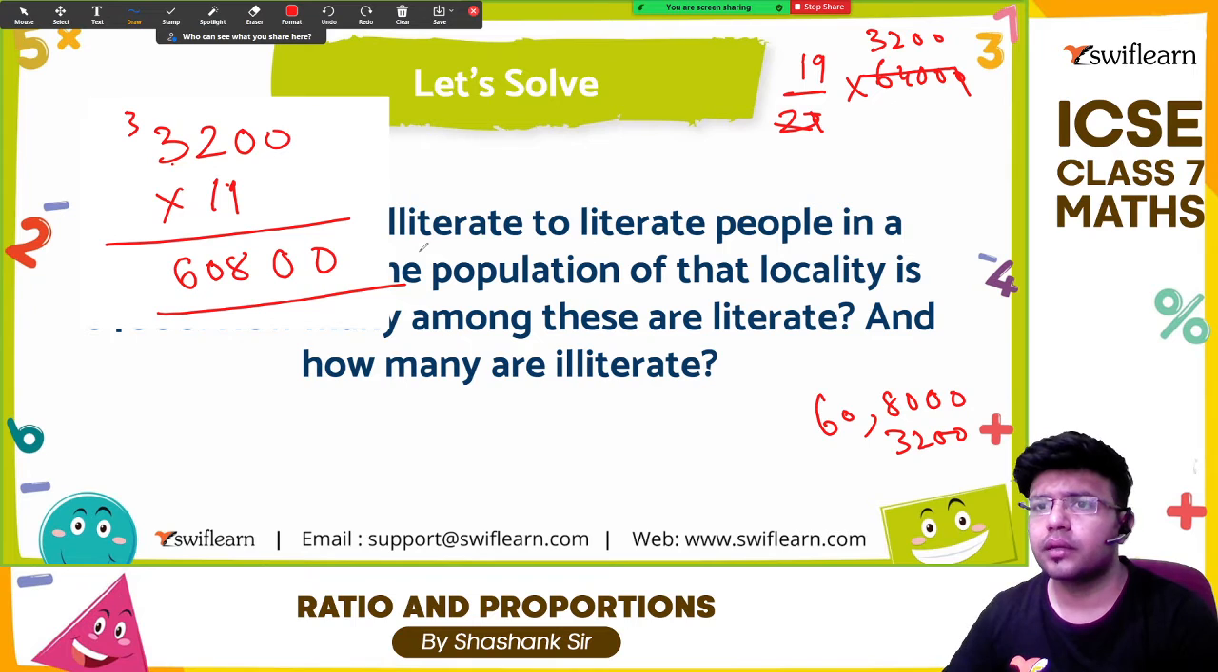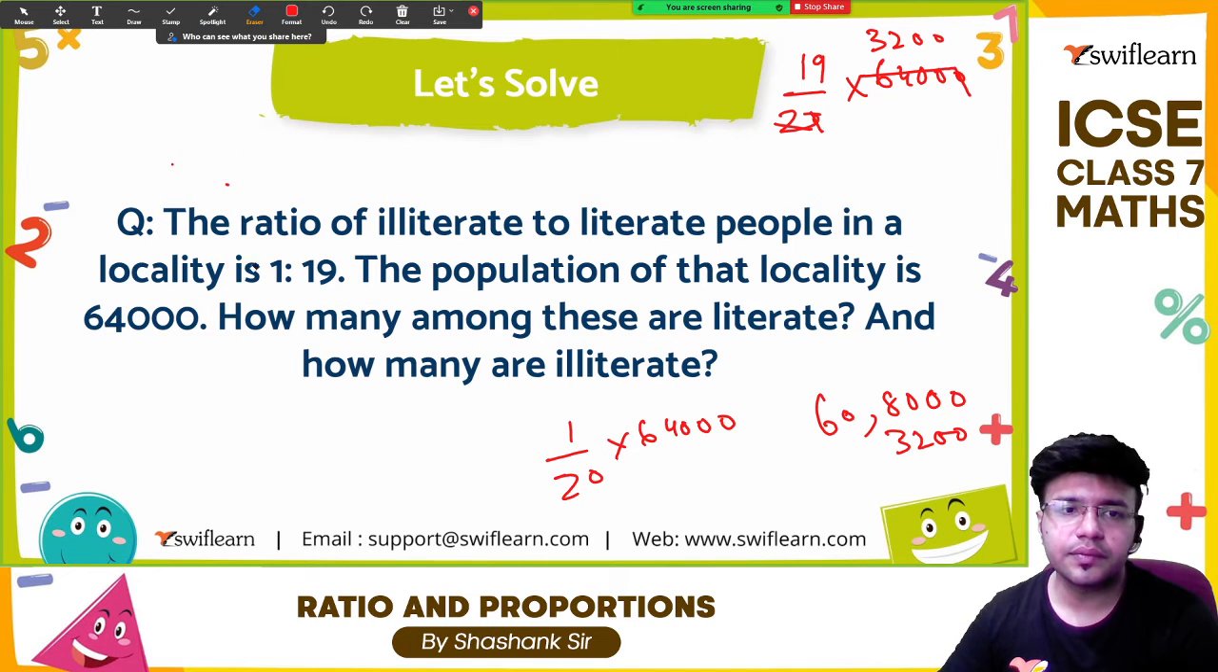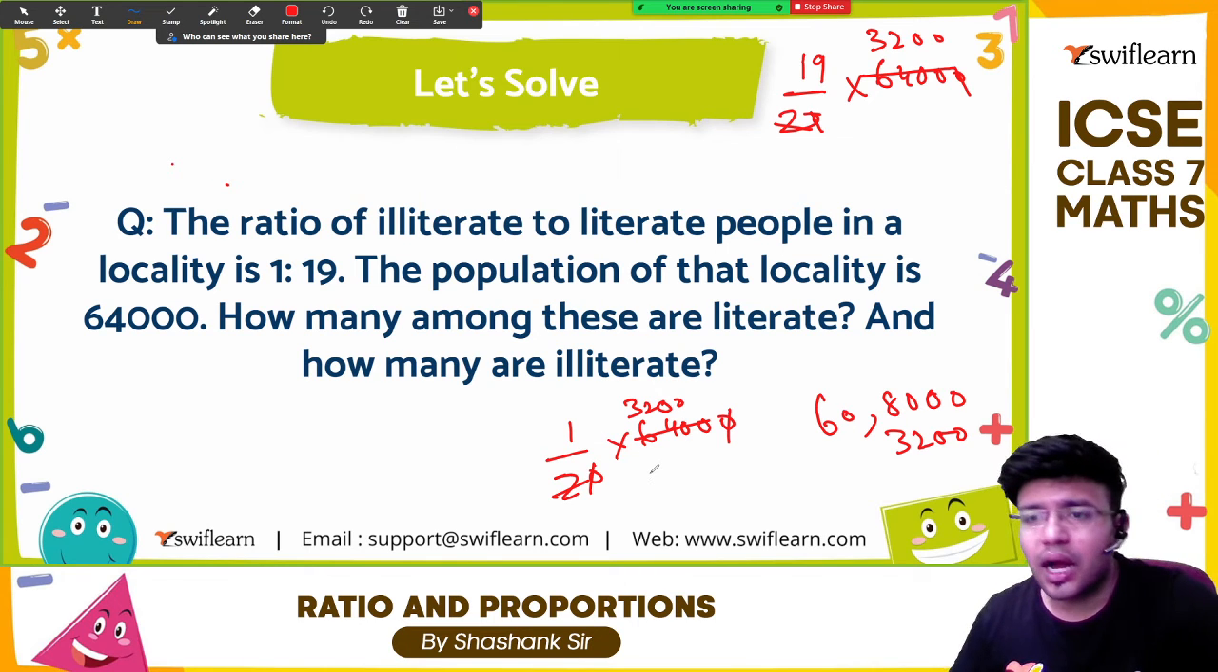I mean to say 3,200. Okay, so 1 by 20 into 64,000 are illiterate, right? Yes. Simplify this. How much do you get? So 3,200. Okay, so this is the answer.